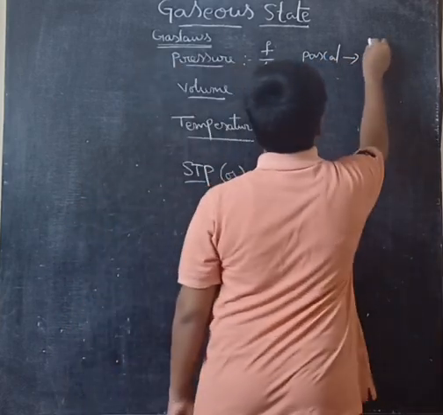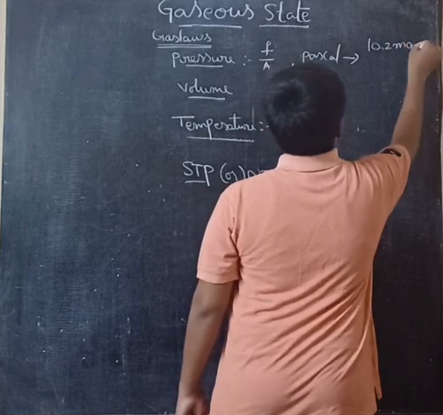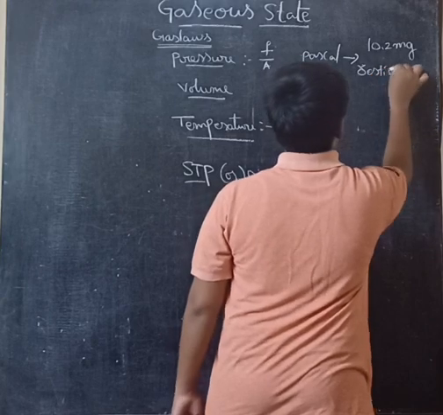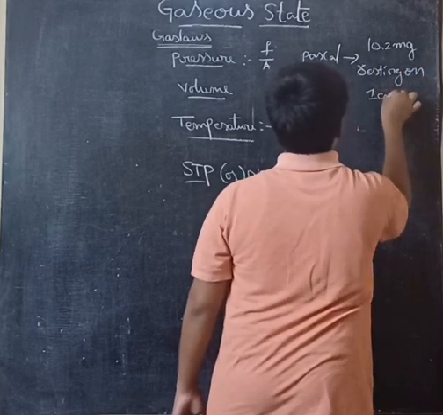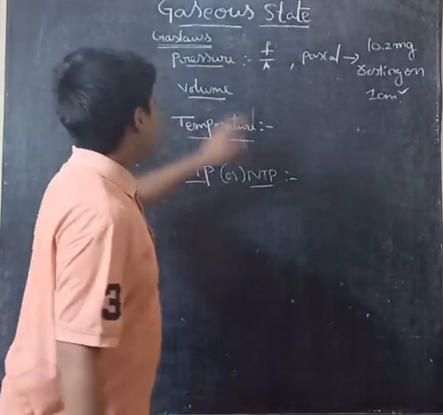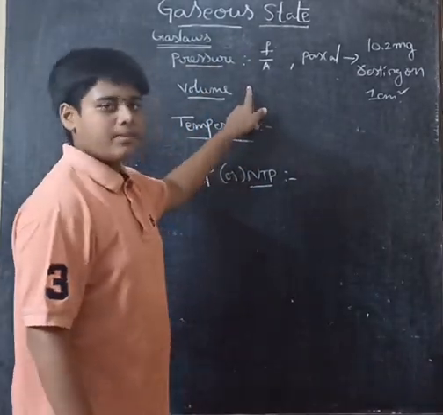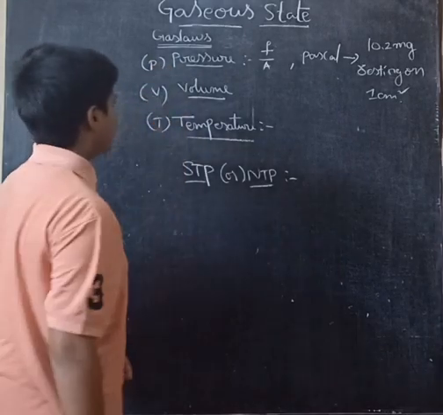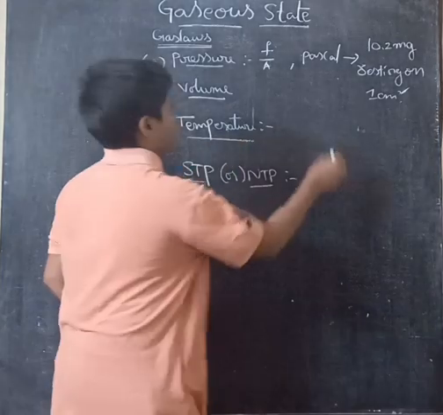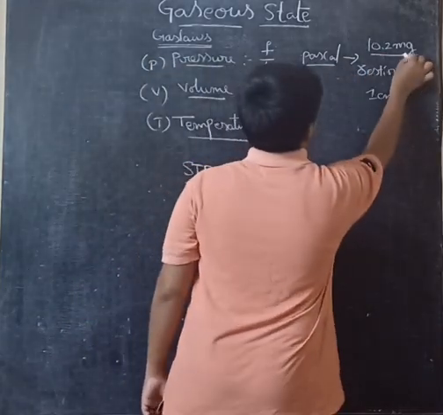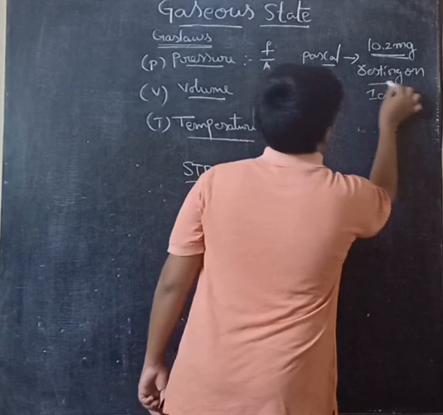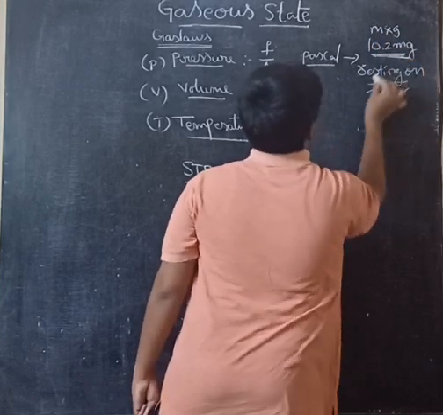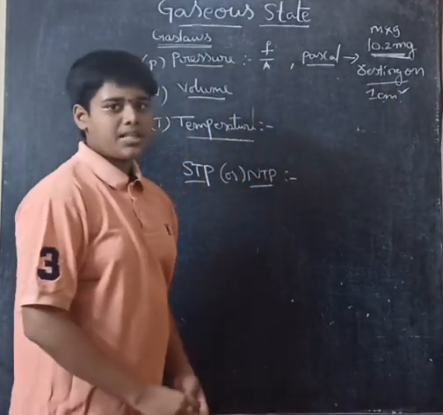Here the Pascal means 10.2 mg resting on 1 centimeter square. Pressure means force by area, and pressure is represented by P, volume by V, temperature by T. Mg means mass into gravity. This much resting on 1 centimeter square is known as Pascal.